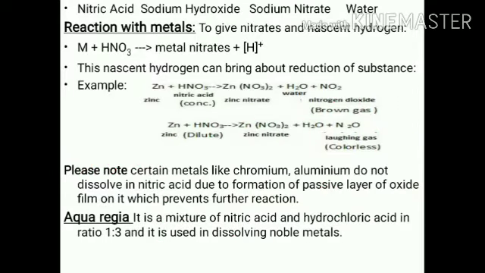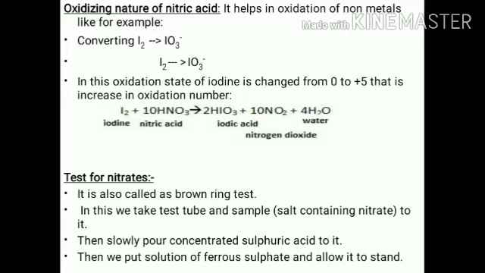Okay. Now, next is the oxidizing nature of nitric acid. We know that HNO3, H2SO4, KMnO4 and K2Cr2O7 are all oxidizing agents because they contain oxygen. So in this chemical reaction you can see it oxidizes hydrogen iodide into IO3 minus. In one case the oxidation number of iodine is 0, but in the other case the oxidation number of iodine is plus 5.